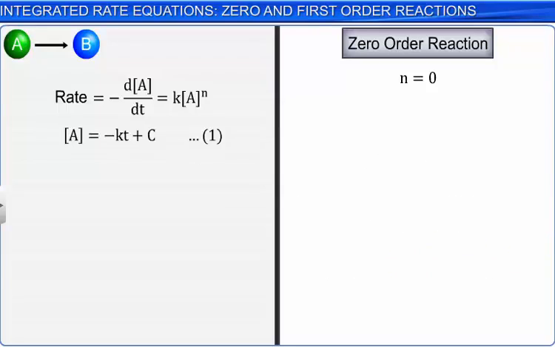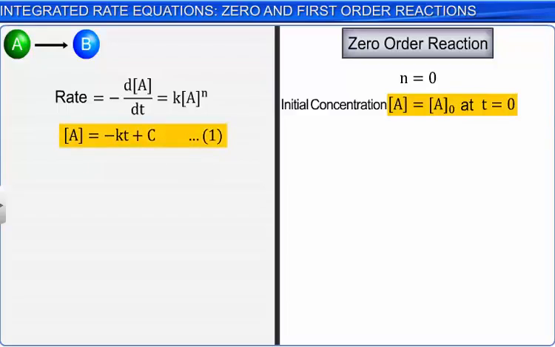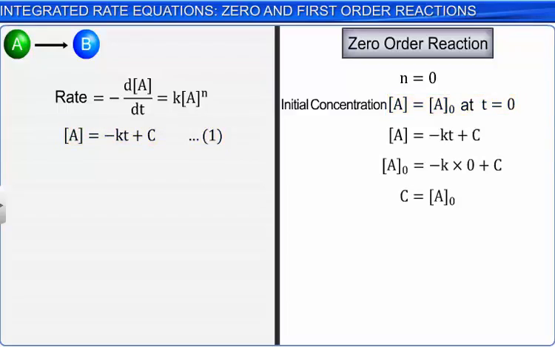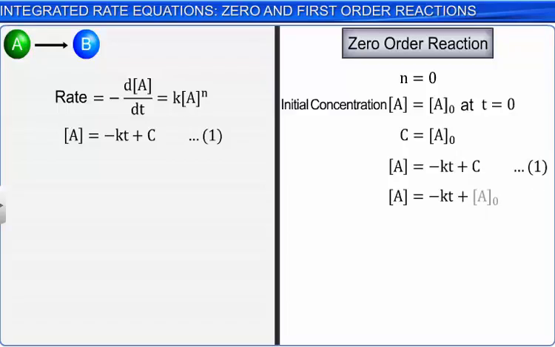Let the initial concentration of reactant A be A0 at time t is equal to 0. Substituting the value of A0 at time t is equal to 0 in equation 1, we get C is equal to A0. Substituting this value of C in equation 1, we get concentration of A is equal to minus k into t plus concentration of A0. Let this be equation 2.